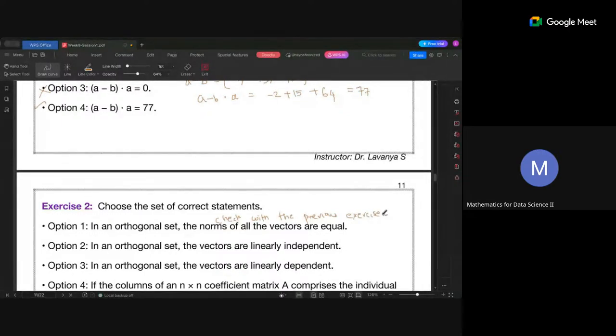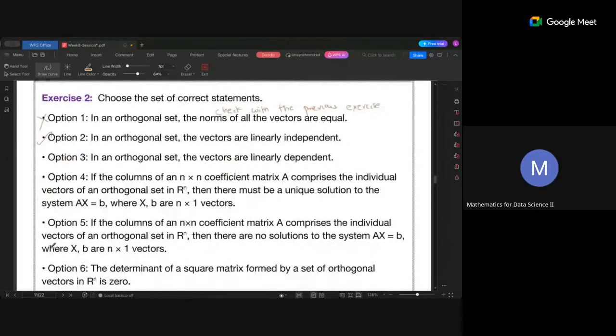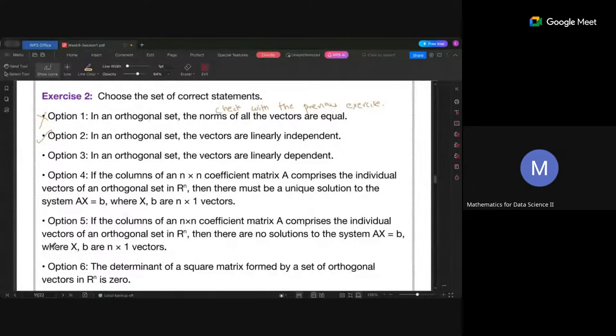Option two: in an orthogonal set, the vectors are linearly independent. Is this true? True, ma'am. Yes. In an orthogonal set, the vectors are linearly dependent. No, ma'am.